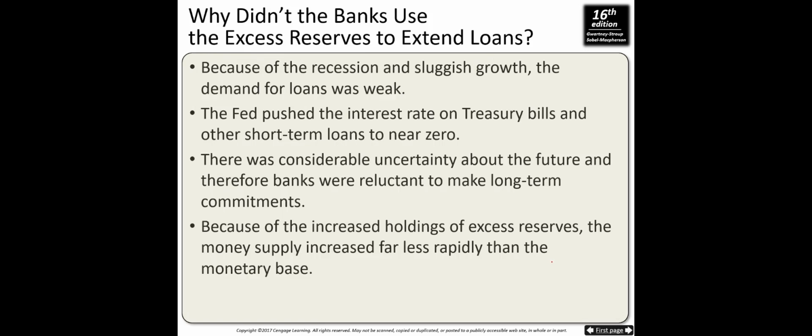The next question is, why didn't the banks use the excess reserves to extend loans? Because of the recession and sluggish growth, the demand for loans was weak. The Fed pushed the interest rate on Treasury bills and other short-term loans to near zero. There was considerable uncertainty about the future, and therefore banks were reluctant to make long-term commitments. Because of the increased holdings of excess reserves, the money supply increased far less rapidly than the monetary base.